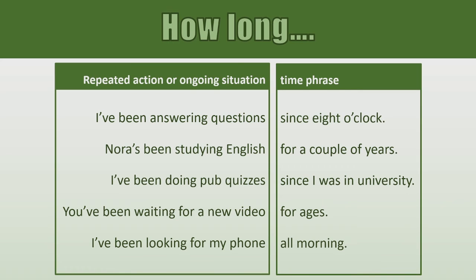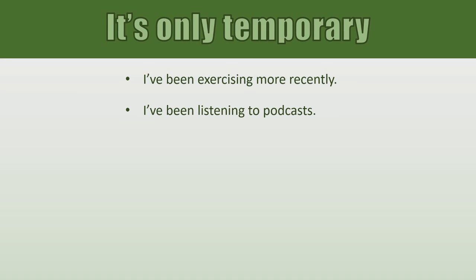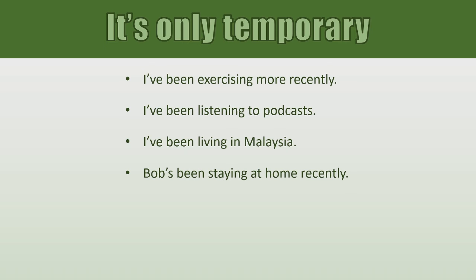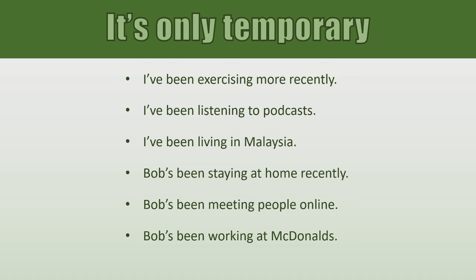And another reason that we use present perfect continuous is for things that are temporary. I've been exercising more recently. I've been listening to podcasts. I've been living in Malaysia. Bob's been staying at home recently. Bob's been meeting people online. Bob's been working at McDonald's.